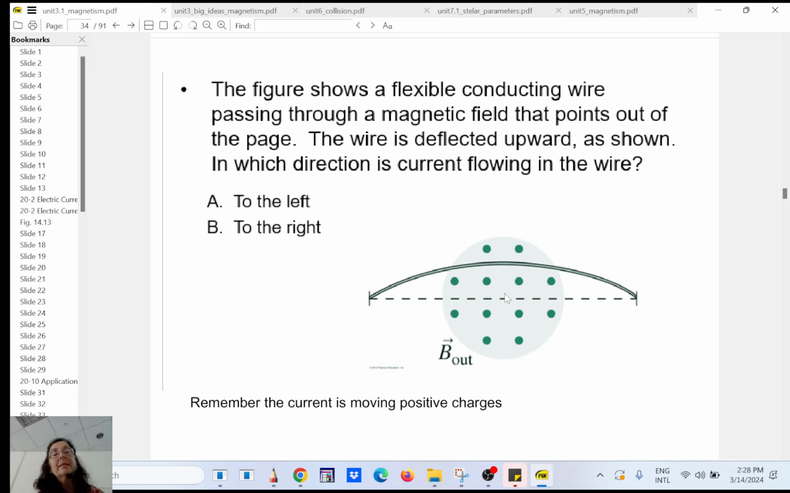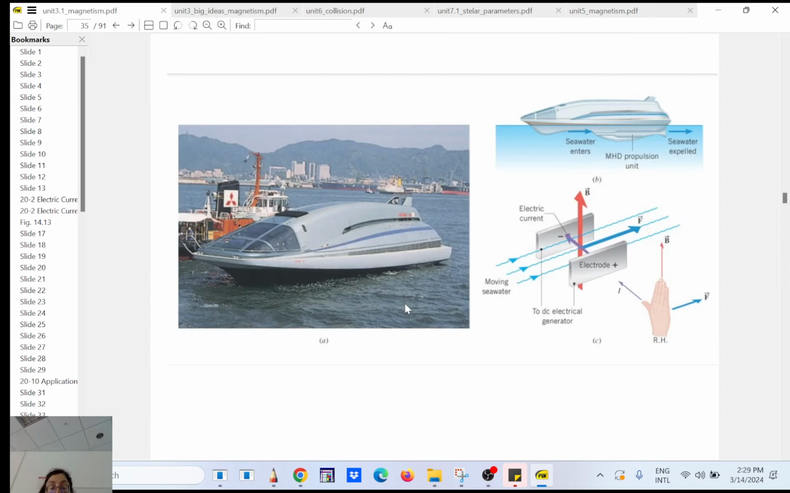So that means the magnetic field is towards you, and the wire is being deflected up. And the question is, is the current going to the right or to the left?